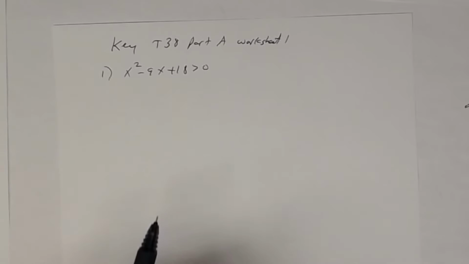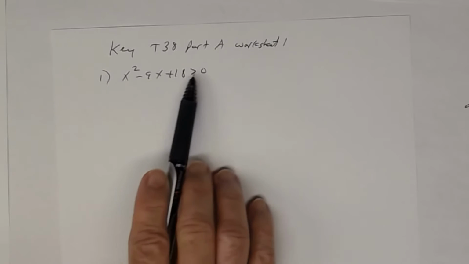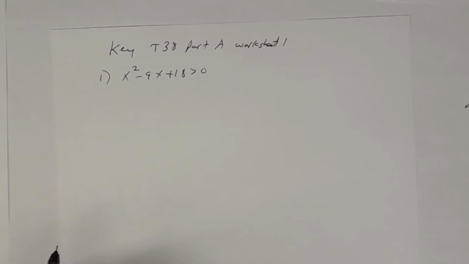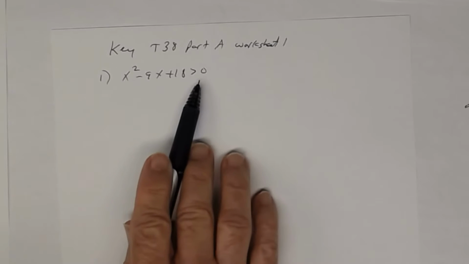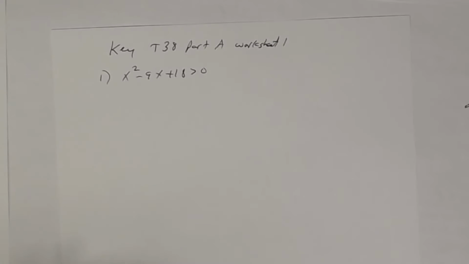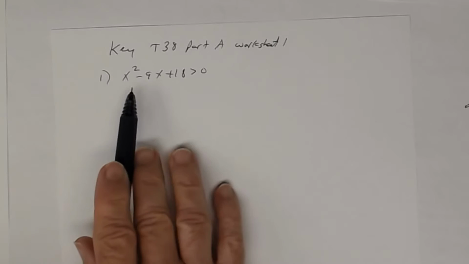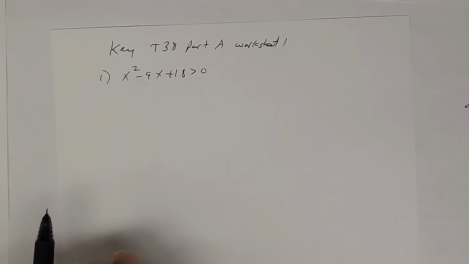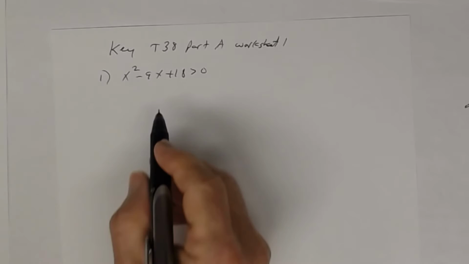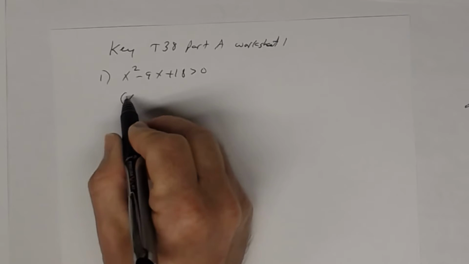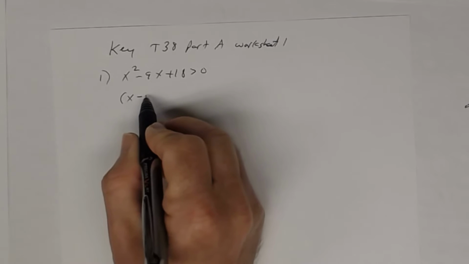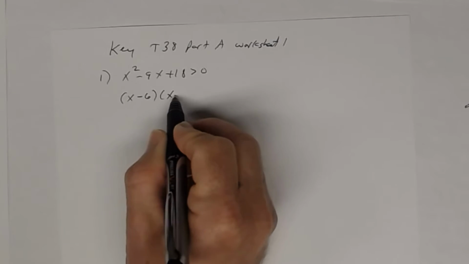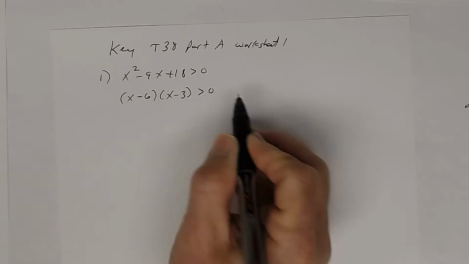So look at number 1. When solving a polynomial inequality, and in this case these are going to be quadratic, you want to make sure that 0 is on the other side. And so once 0 is on the other side, the next step is to factor this polynomial. All of ours will be factorable. So when I factor this, I get x minus 6 times x minus 3 is greater than 0.